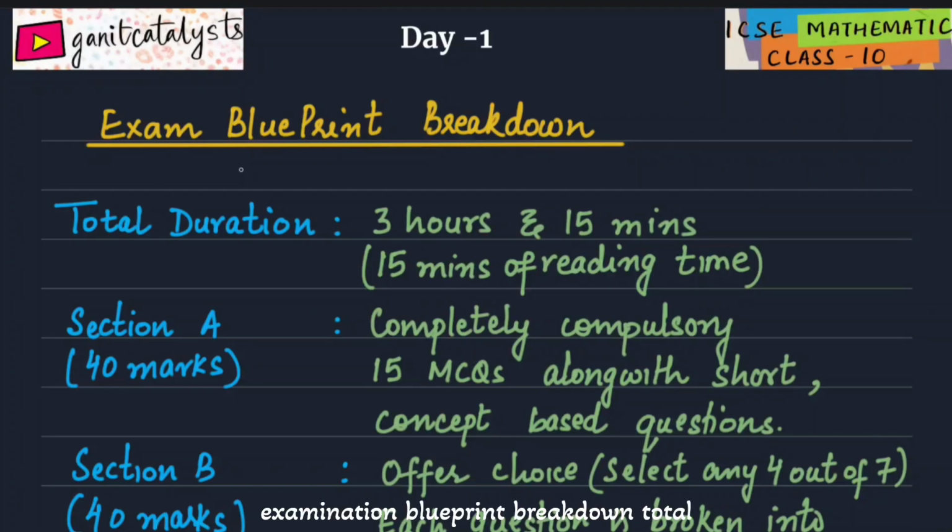Let's talk about the examination blueprint breakdown. Total duration is 3 hours and 15 minutes, where 15 minutes is reading time. Section A, 40 marks, completely compulsory, 15 MCQs along with short concept-based questions. Section B, 40 marks, offers choice, select any 4 out of 7. Each question is broken into subparts.